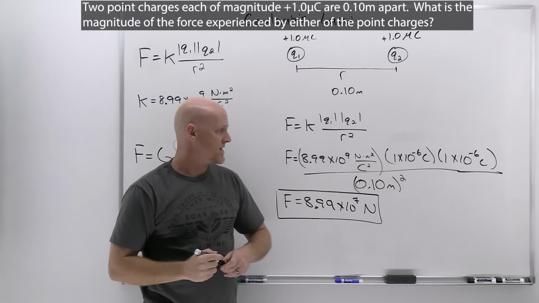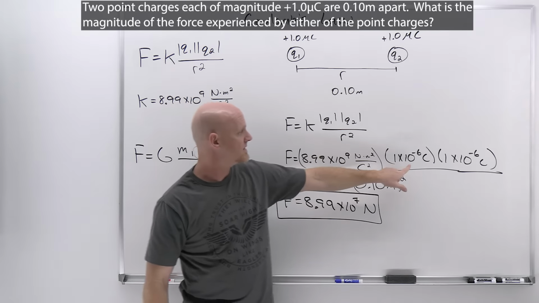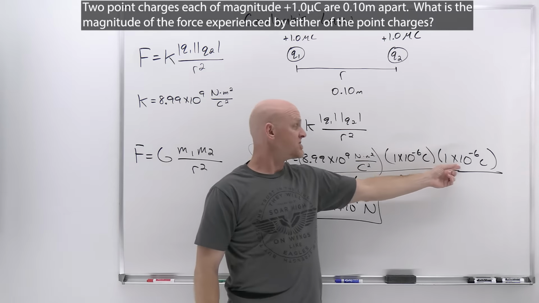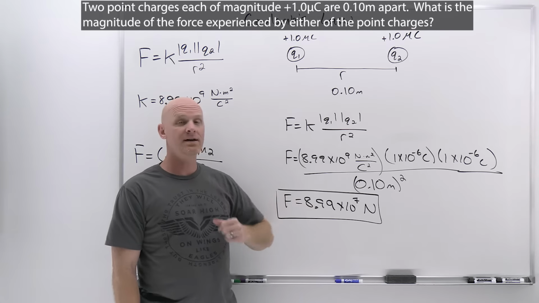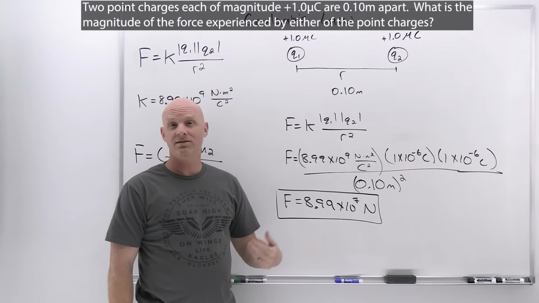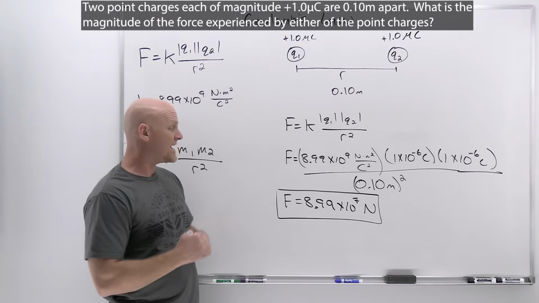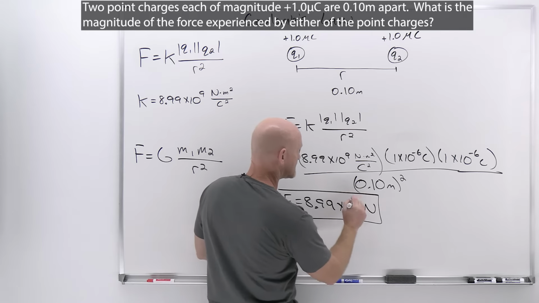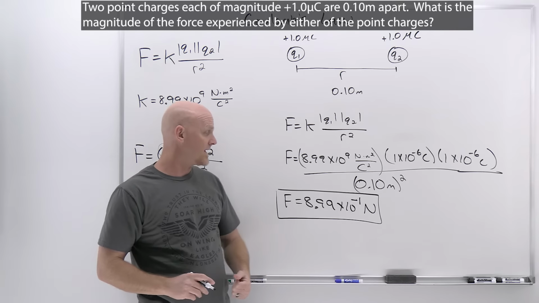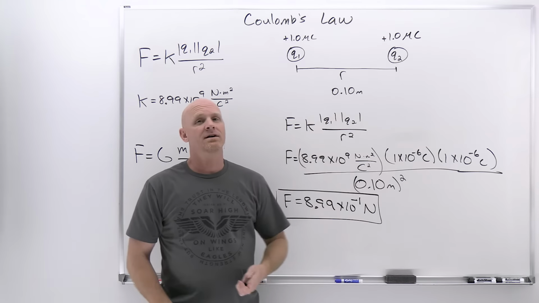So I'll change our calculation now. Again, technically, you could probably still do this in your head. So 8.99 times 10 to the ninth times 1 times 10 to the minus 6 would be 8.99 times 10 to the third, times an additional 1 times 10 to the negative 6 would be 8.99 times 10 to the negative third. And then again, dividing by 0.1 squared is the same thing as multiplying by 10 squared. So multiplying by 100, which is going to get you 8.99 times 10 to the negative 1 newtons now, or just simply 0.899 newtons.